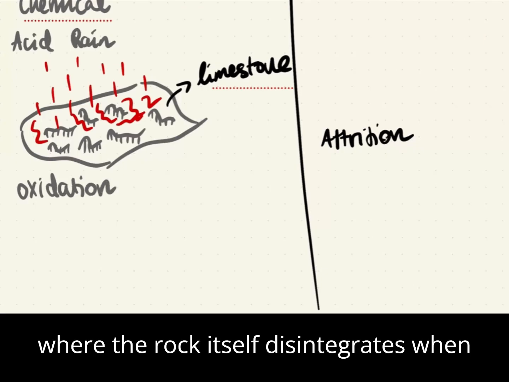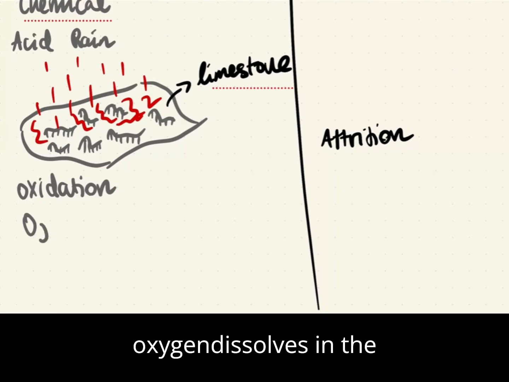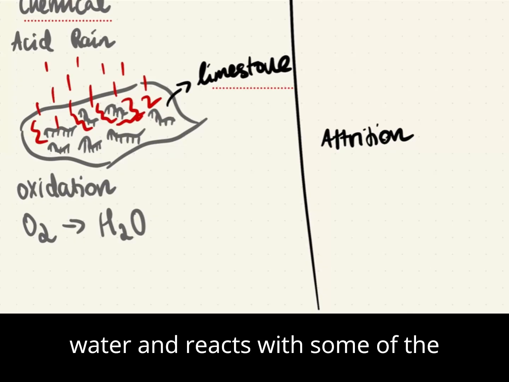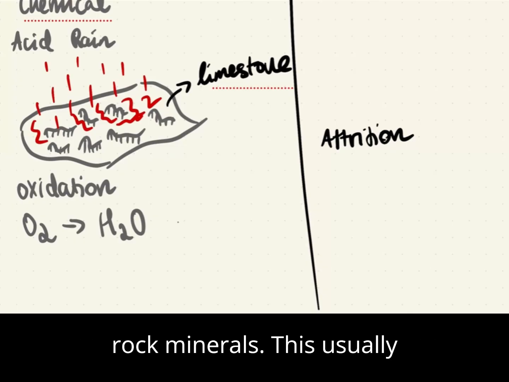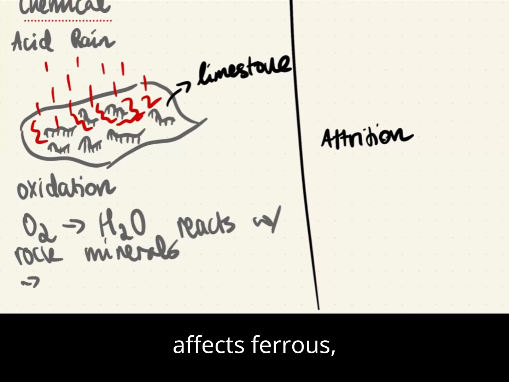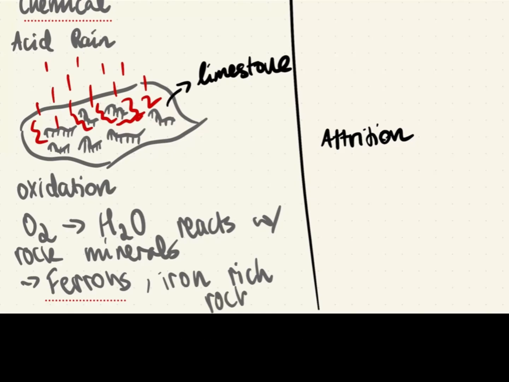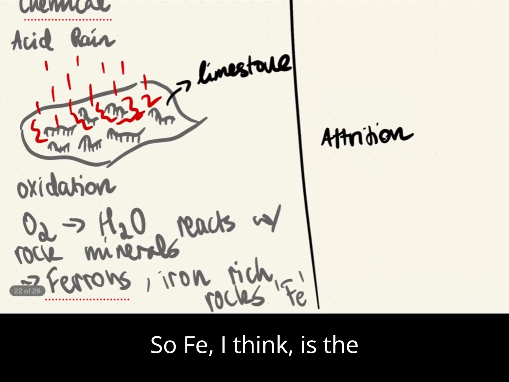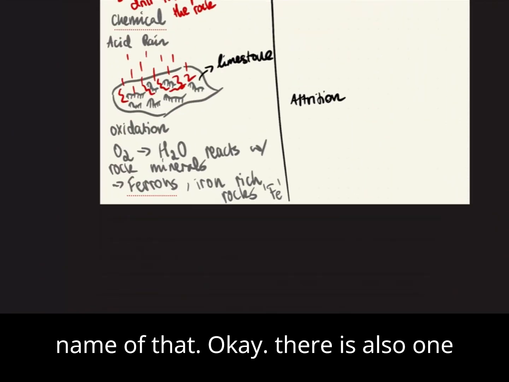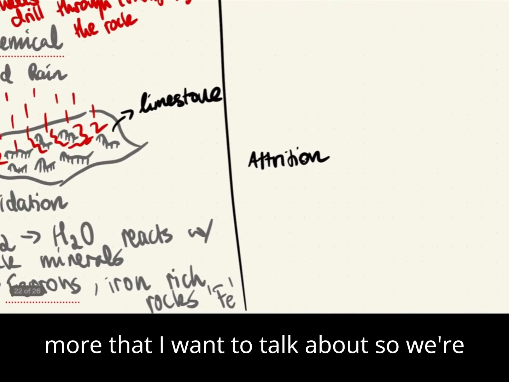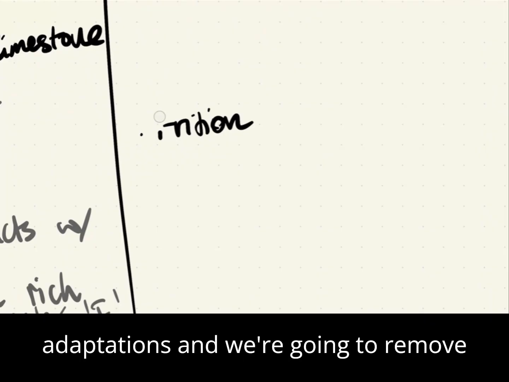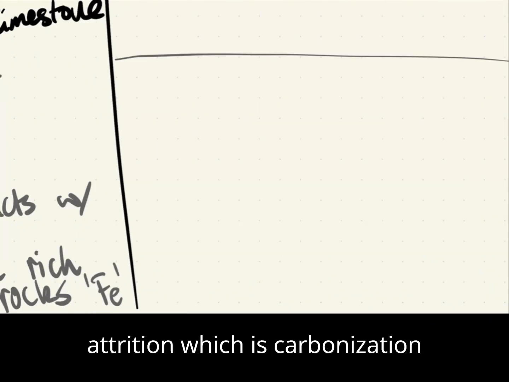where the rock itself disintegrates when oxygen dissolves in the water and reacts with some of the rock minerals. This usually affects ferrous, iron-rich rocks. So Fe, I think, is the name for that. Okay. There is also one more that I wanted to talk about, so we're going to do a little adaptation here. We're going to remove attrition, which is carbonization.